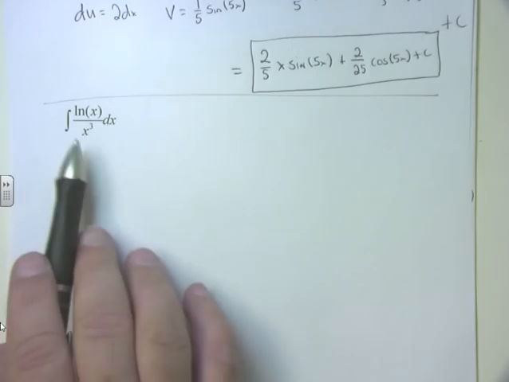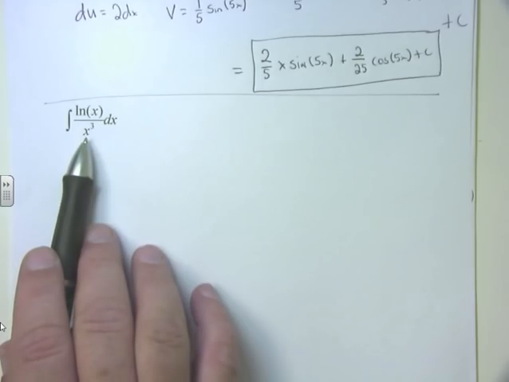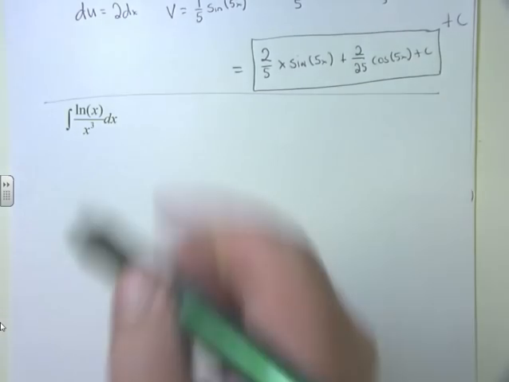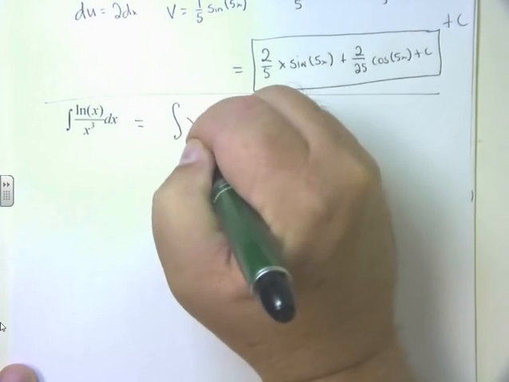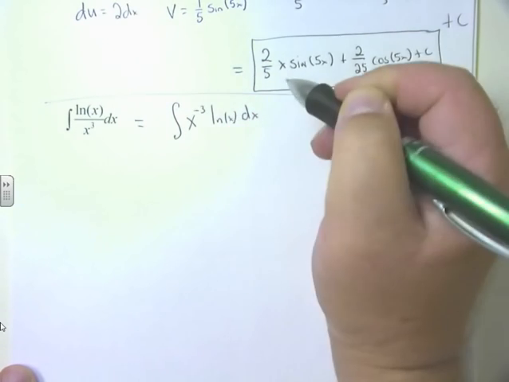You'll notice that the way I've written this one, it is not a product. Integration by parts is when u substitution doesn't work and it's got to be a product. So the first thing I'm going to do is clean this guy up. This will be the integral of x to the negative 3 times the natural log of x dx.